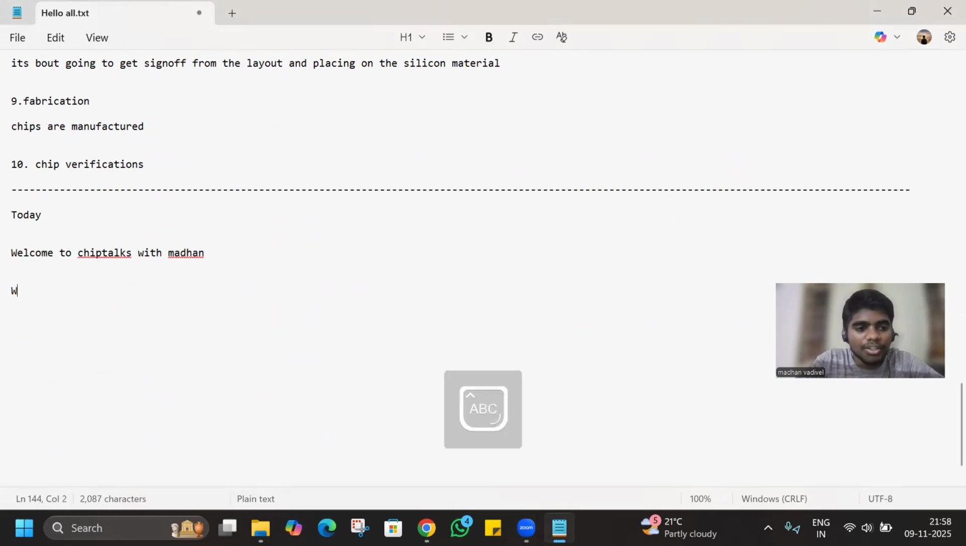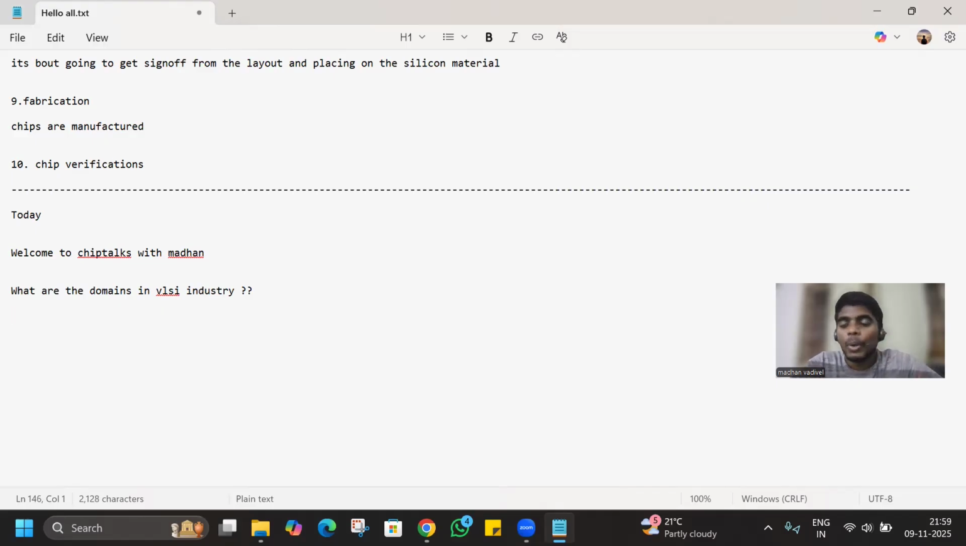Today we are going to see what the domains in the VLSI industry are. In domains, we have the RTL team. The RTL people will write the logic, and it is converted by the PD people into a physical layout on the chip. They work separately. These are the domains. I will explain the first domain.